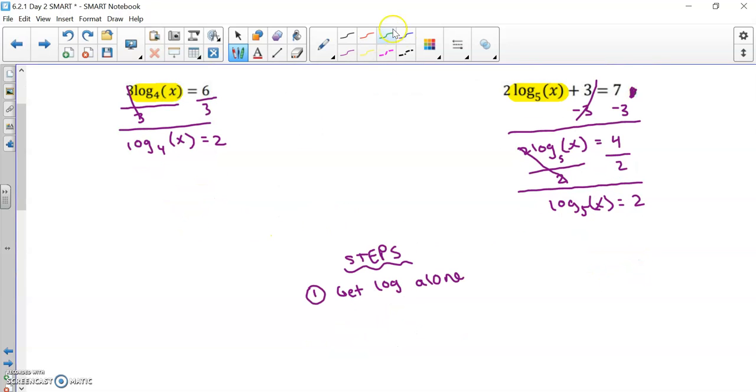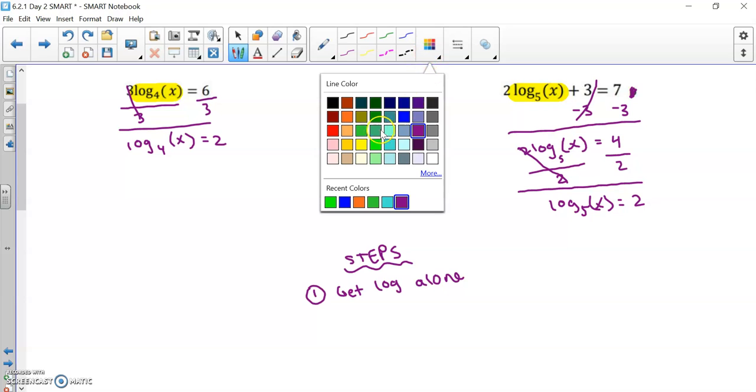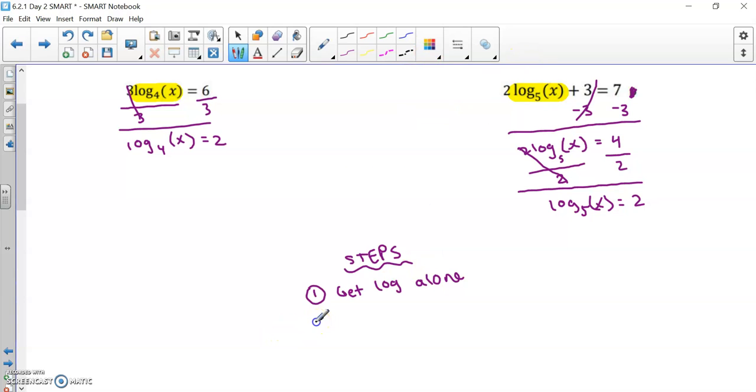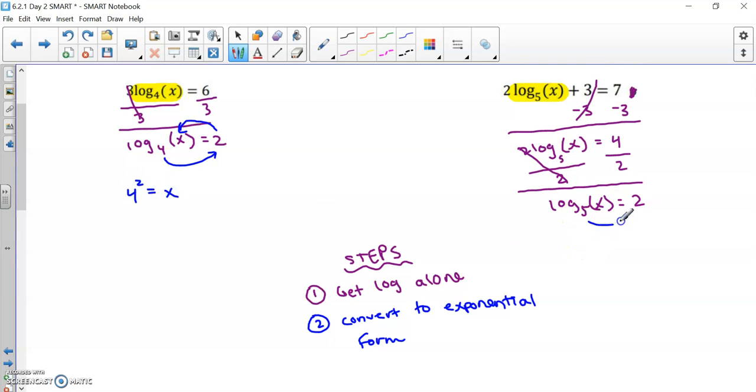Now the next step is really the easiest part, which is to switch to exponential form. All we need to do is do the circle of life and we will be done. So here we do this. We get 4 squared equals x. Here we do that same thing and we get 5 squared equals x.